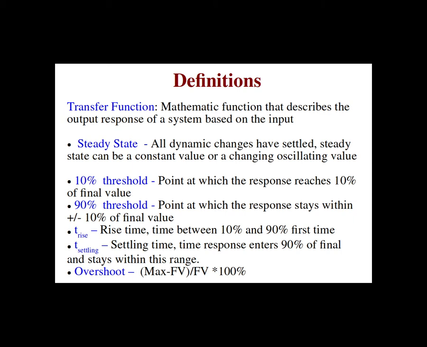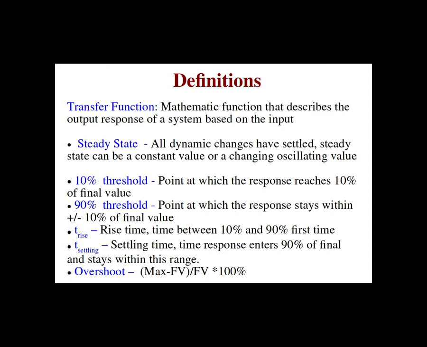Okay, so FV here is the final value. We want to look at the maximum value minus the final value, and if that is a positive number, then that's what we call overshoot, and we want to see how much overshoot we have. So these are certain parts that we pick out of the transient response to see how the system is responding to that step change.